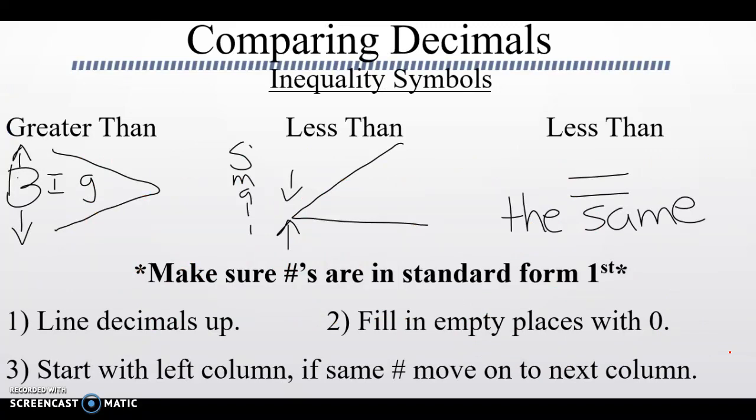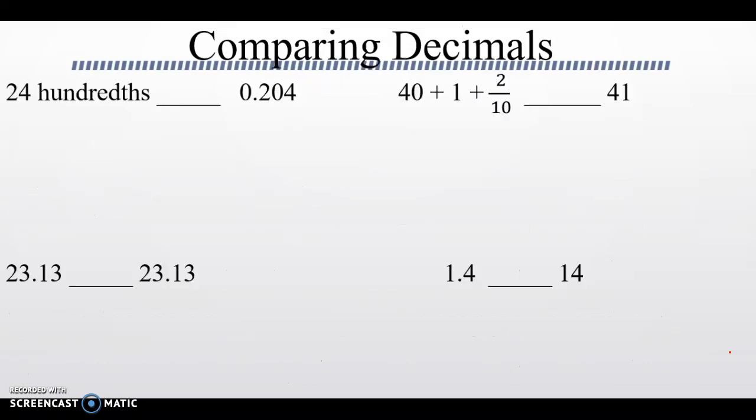Next, you're comparing decimals using inequality symbols. Press pause and review the notes below. So, first thing you're supposed to do is make sure each comparison amount is in standard form. Wherever the place that it says, that's where that last digit needs to be sitting.